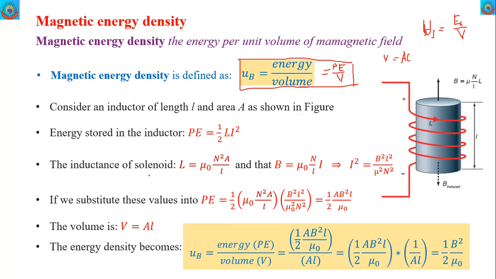Okay, so magnetic energy, or energy stored in the inductor, is 1/2 L I squared. Then the area is equal to L. Rearranging, finally we get 1/2 B squared over mu naught, where mu naught is the permeability. So this is the formula for strain energy density.